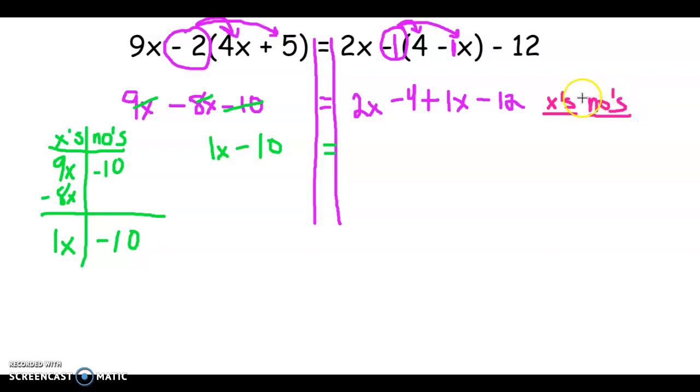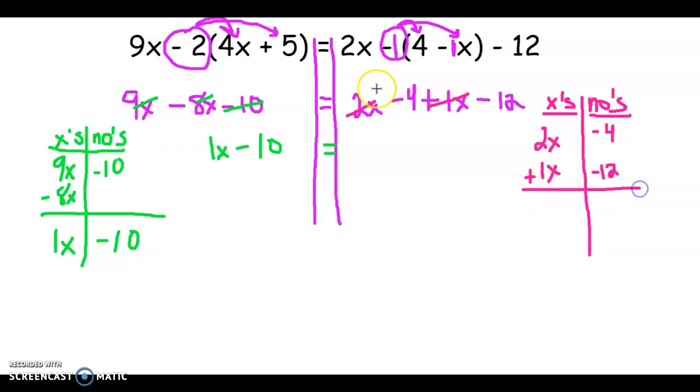So here we go. Under my x's column, I've got a positive 2x. I'm going to write that, cross it out as I go to make sure I've included all my terms. I also have a positive 1x. Cross that out as well. Now under my no's or my constants, no variables, I'm going to write my -4 and I'm going to write my -12.